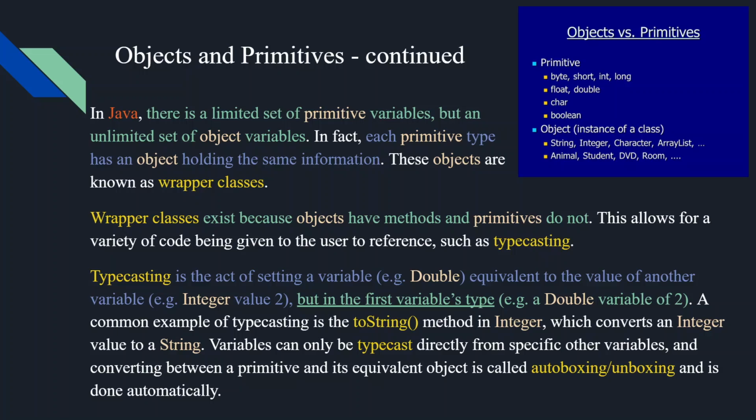A common example of typecasting is the toString method, in many wrapper classes such as Integer, which converts the number into a string, replacing digits with the character forms of those digits. Typecasting directly can only happen between certain variables, and typecasting between a primitive and its wrapper class is done automatically and known as autoboxing or unboxing.